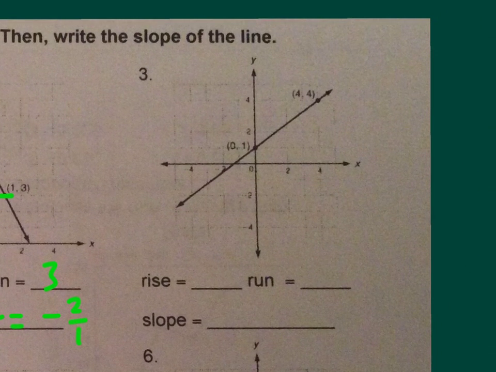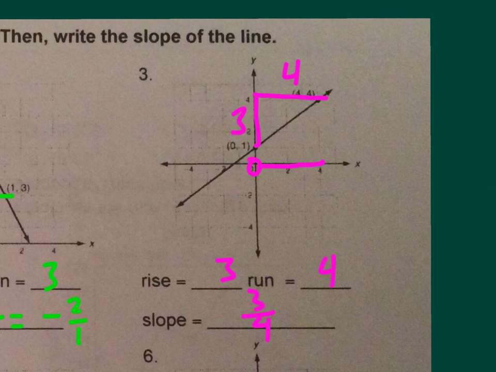Number 3, going real quick, I'm here at 1, so I'm going to go up to 4, so that's a rise of 3. And then from 0 to 4 is a run of 4. So it's a rise of 3, a run of 4, so 3 over 4.